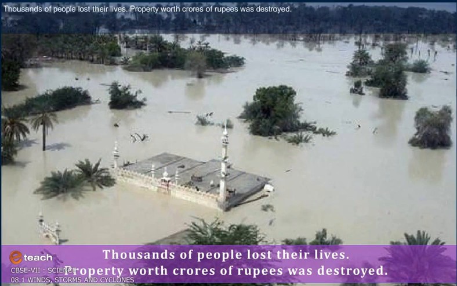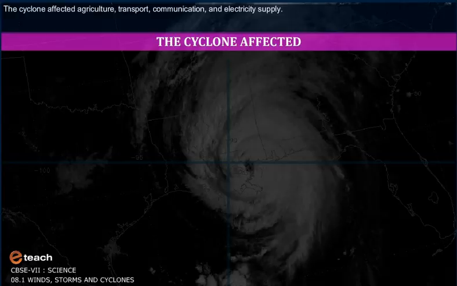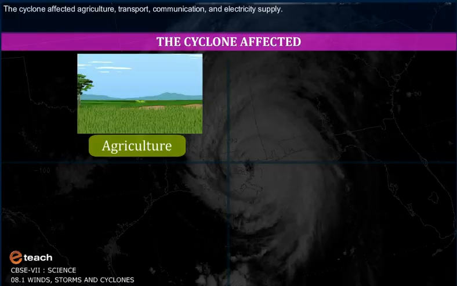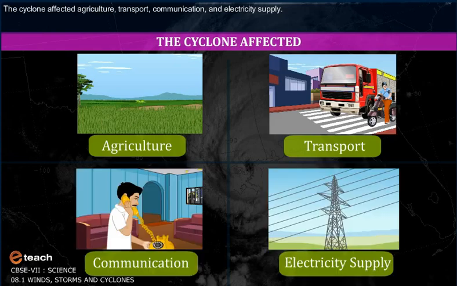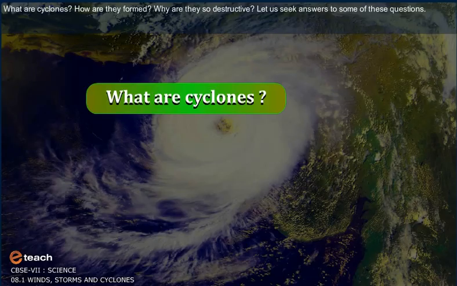Thousands of people lost their lives. Property worth crores of rupees was destroyed. The cyclone affected agriculture, transport, communication, and electricity supply.